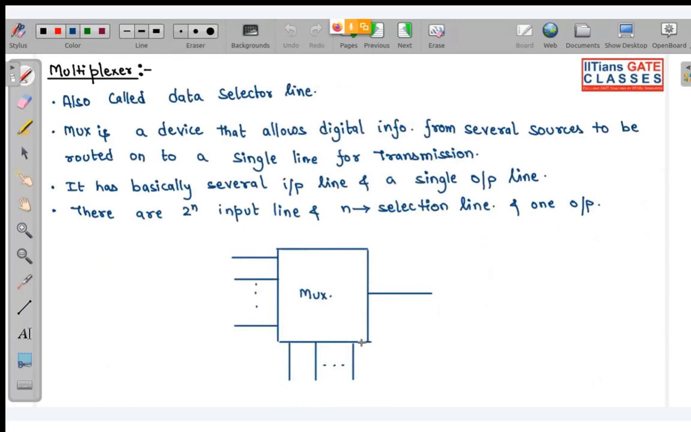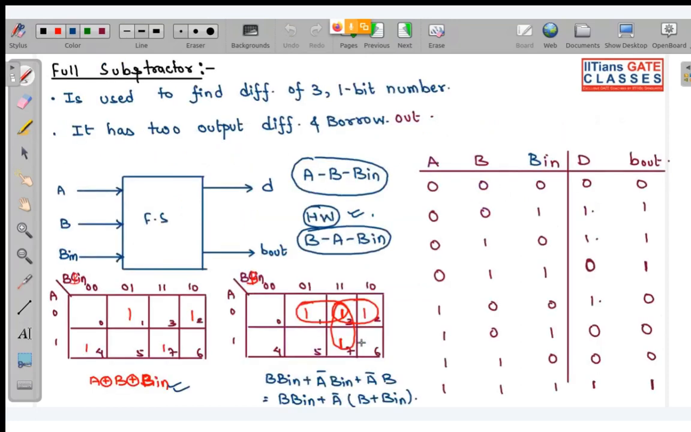Okay. So with this we finish the full subtractor and half subtractor. Questions are not asked from this much. Once it has been asked, what is the Cout expression for your full subtractor, but none of the concepts are used, means asked that much.